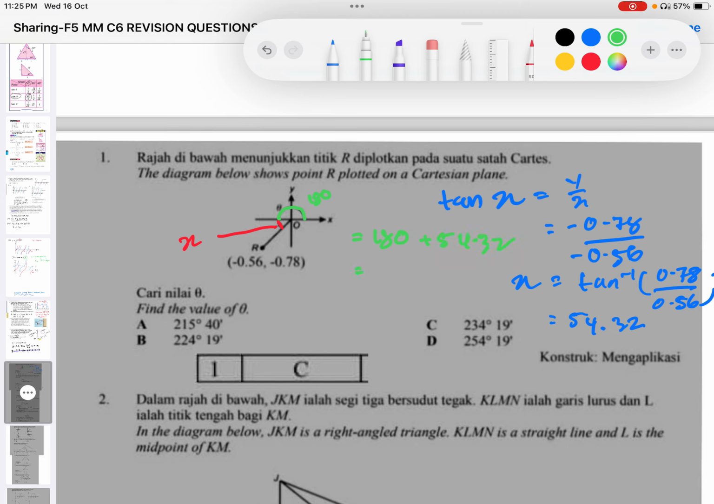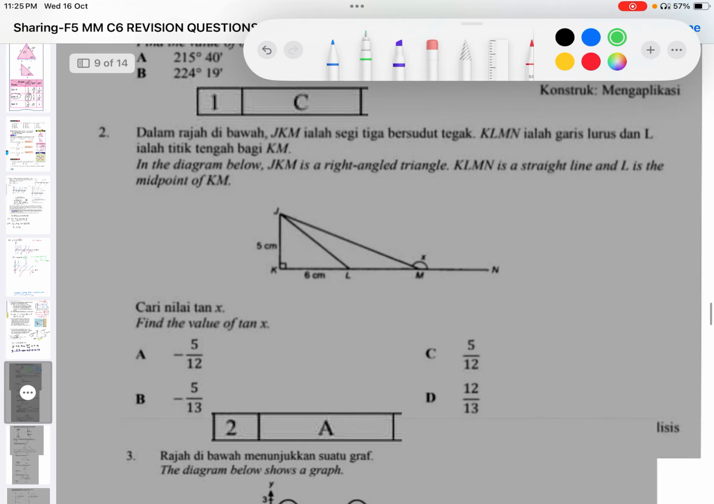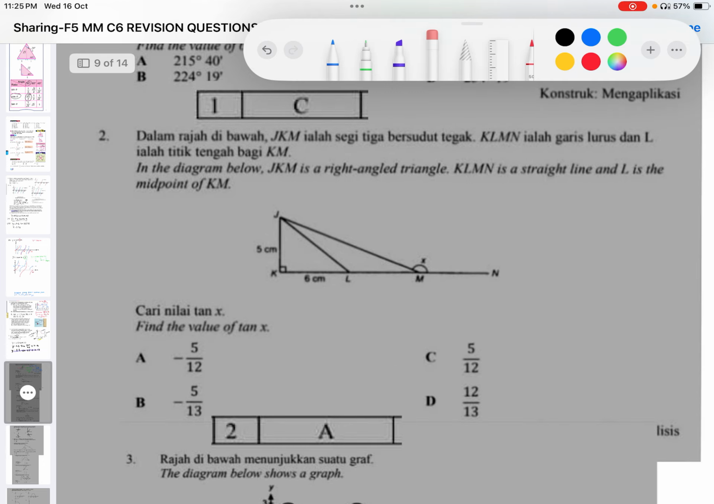54.32, which will be 234.32. So I convert it to minutes, so 234 point 19 minutes. Okay, so 234 degrees and 19 minutes. So we'll get the answer is C. Okay, continuing.